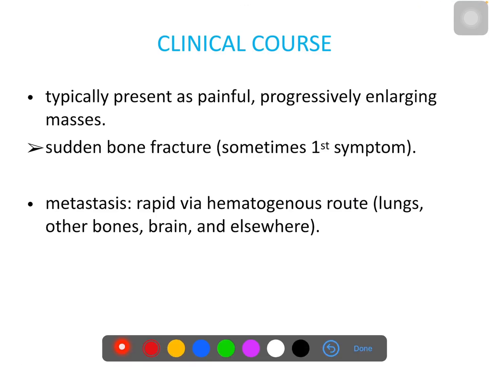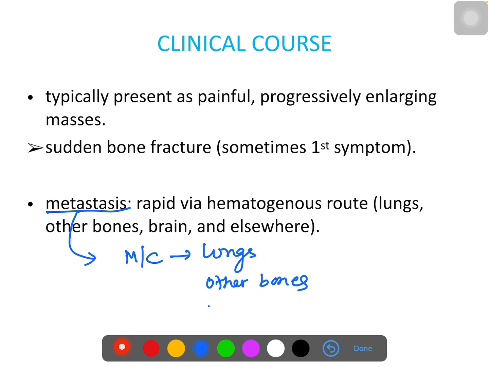Okay, now we'll be talking about the metastasis. As you know, it is a malignant form of tumor, so it is going to metastasize. So where does it metastasize? The most common location of metastasis is the brain. Okay, osteosarcoma generally, most common site is, sorry, it's not the brain, it is the lungs. Okay, it is the lungs, and then it can spread to other bones, and it can spread to the brain.